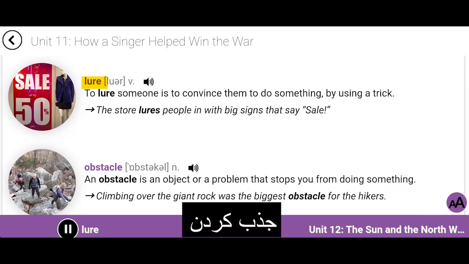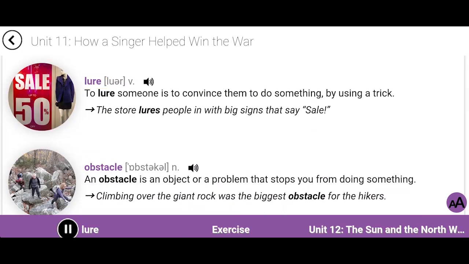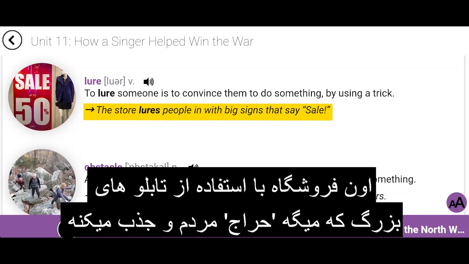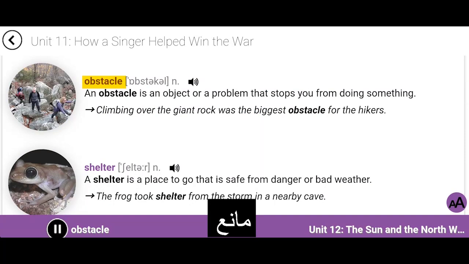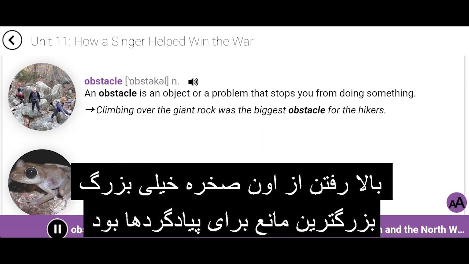Lure. To lure someone is to convince them to do something by using a trick. The store lures people in with big signs that say sale. Obstacle. An obstacle is an object or a problem that stops you from doing something. Climbing over the giant rock was the biggest obstacle for the hikers.